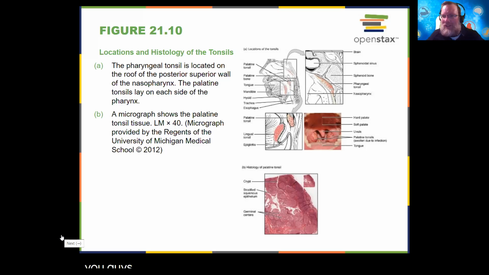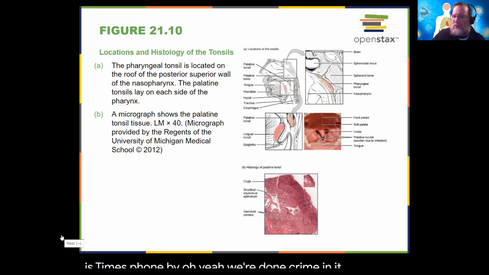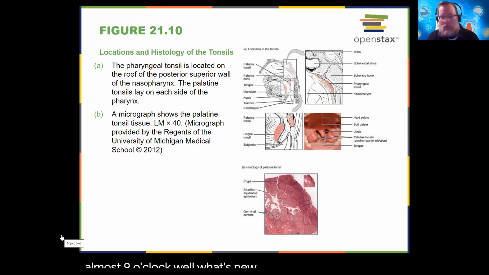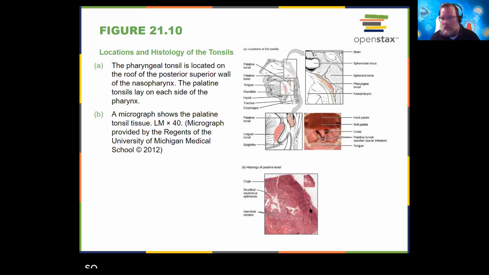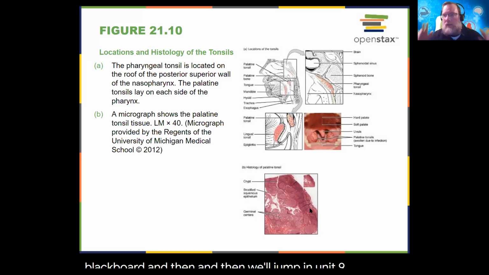You guys have fun. I don't know what time it is. Time's flown by. Oh yeah, we're done. It's almost 9 o'clock. Well, that's normally when we would go anyway. But you guys have fun tonight. So Thursday, we're going to jump into Unit 9. Well, we won't jump right in. At the beginning, I do want to pull up a couple things with the Unit 8 portfolio, maybe discuss a few other things, show you a few things on Blackboard, and then we'll jump into Unit 9.